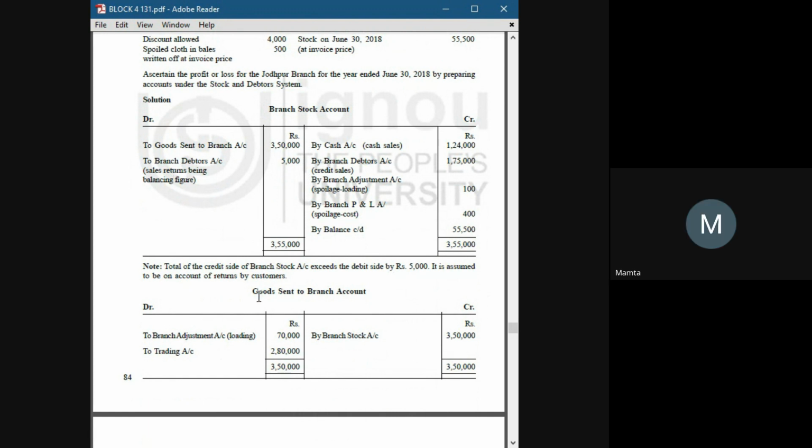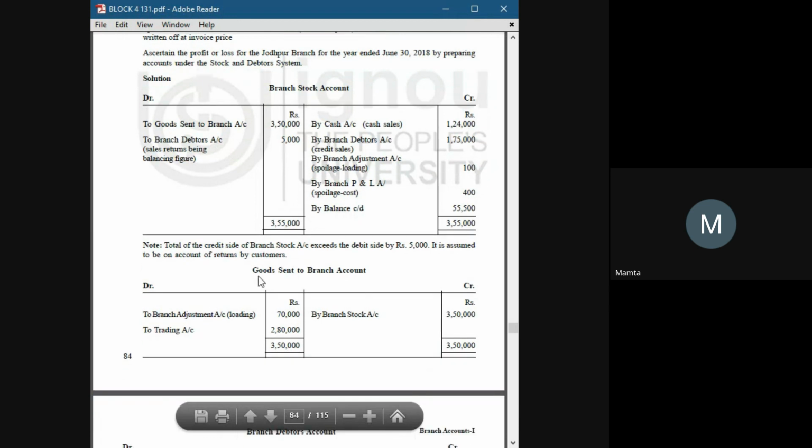Now we, please write it down. Whatever you want to say, please write it down. Goods sent to branch account. Goods sent to branch account.